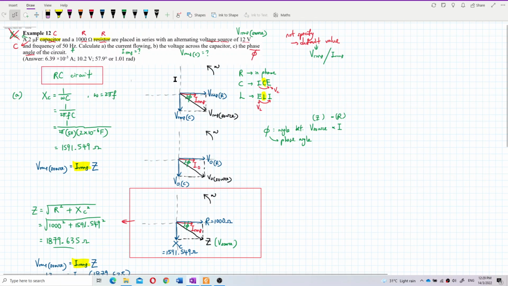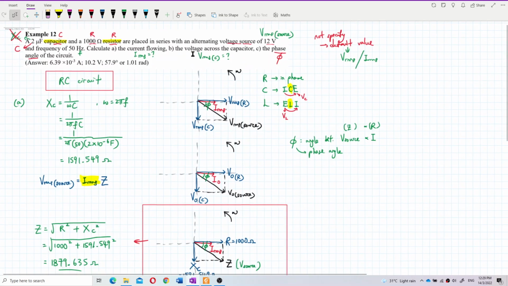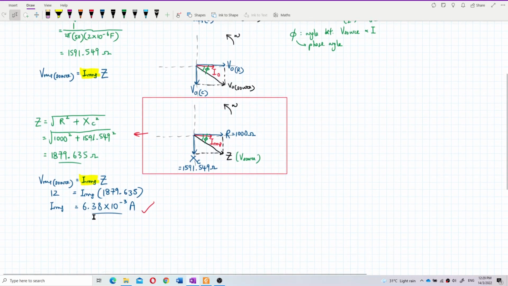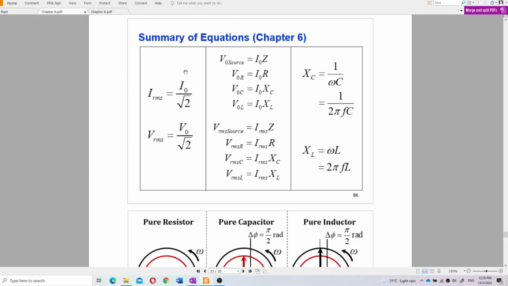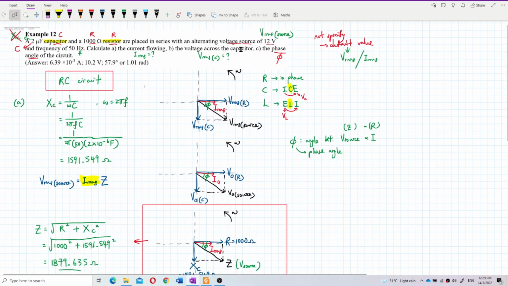Now, how about we want to find the voltage across the capacitor? Once we have the current, we can easily find the voltage for the other components: voltage across the resistor, capacitor, inductor. Important is we need to find the current first. We can also find the peak voltage or the root mean square voltage for each. So I got the current already, so I can get the voltage across the capacitor.